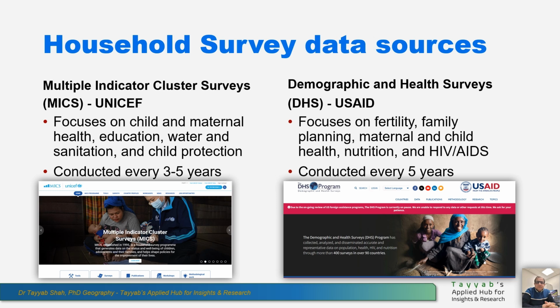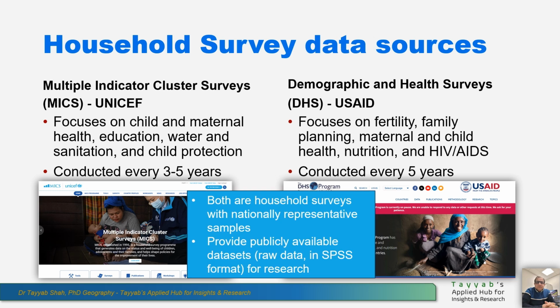These surveys are conducted every three to five years, more or less. MICS is designed for every 3 years, but usually it takes 3, 4, or 5 years to repeat in the same study area of the country, and the DHS is every 5 years.